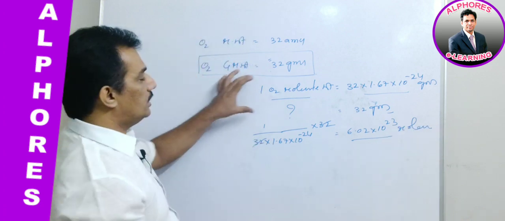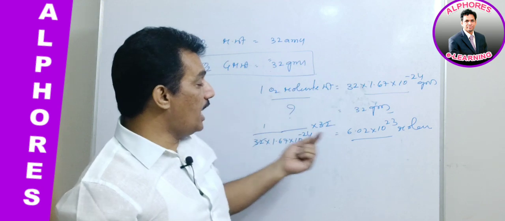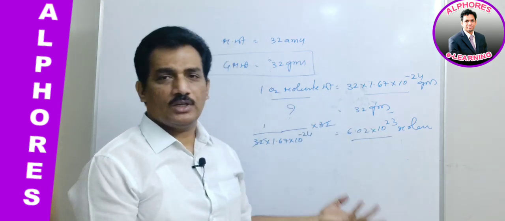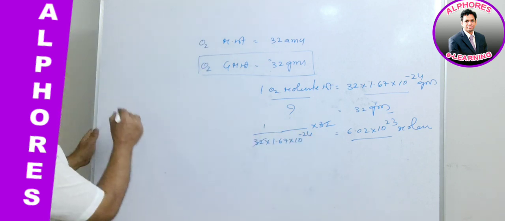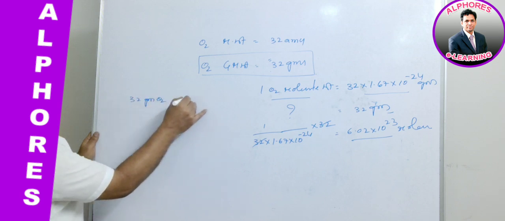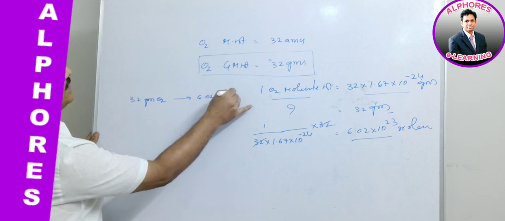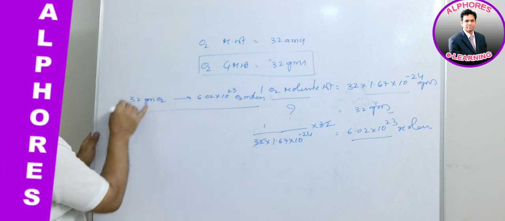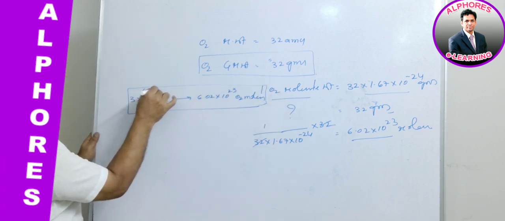And this relation, that one oxygen molecule weight is this much, can also be arrived at in a reverse manner. How? Let me prove it. Here 32 grams of O2 has 6.02 into 10 to the power of 23 O2 molecules. Is it not? This is what we concluded from gram molecular weight.